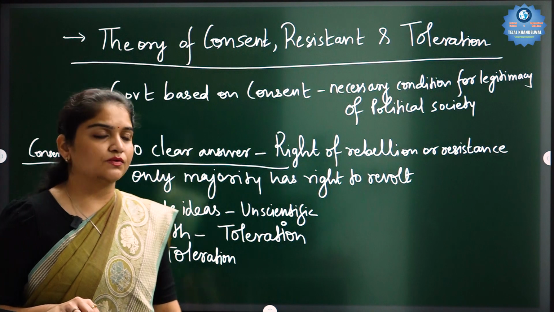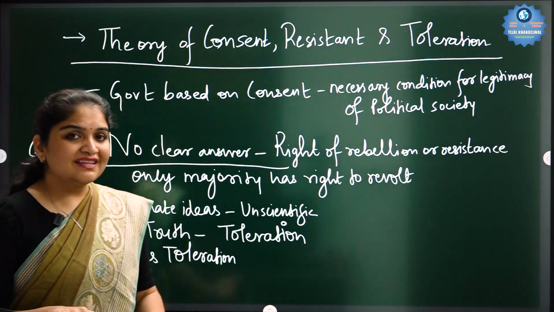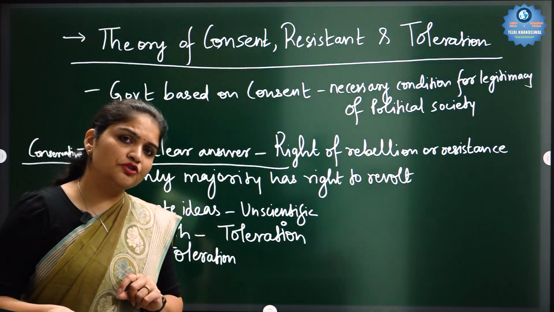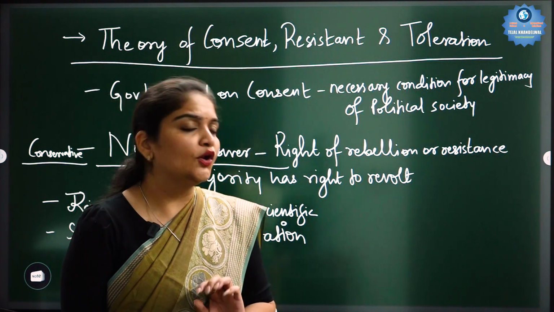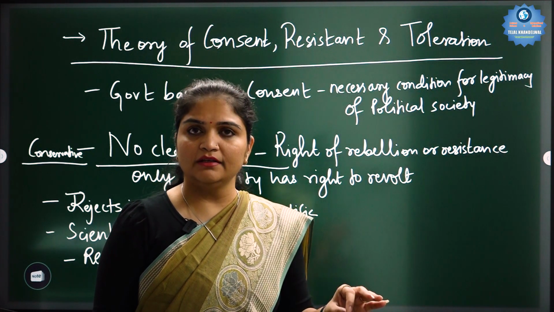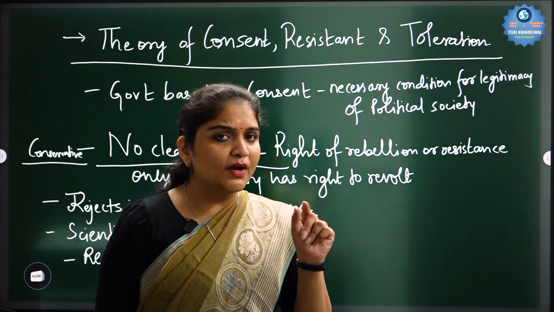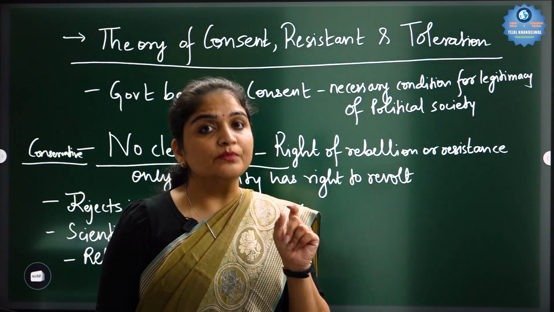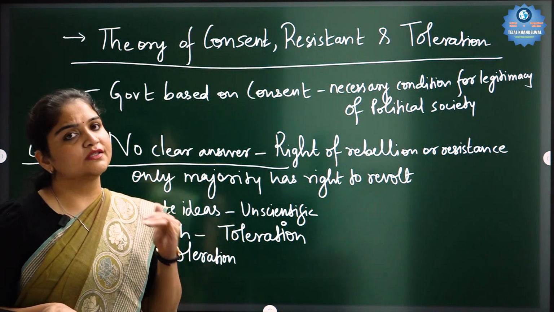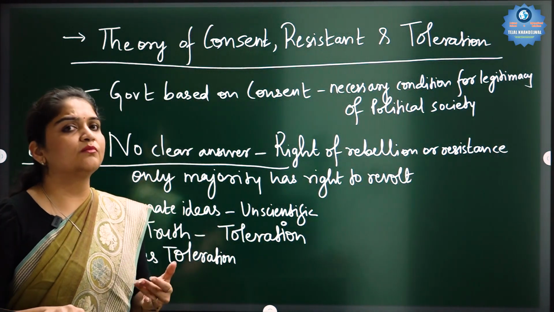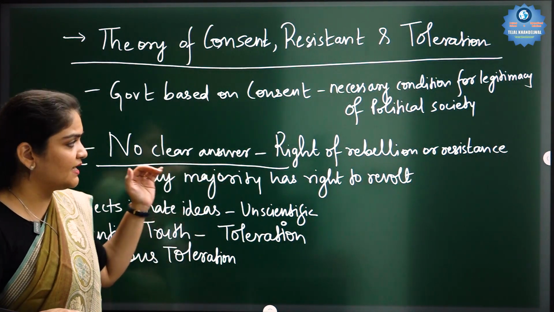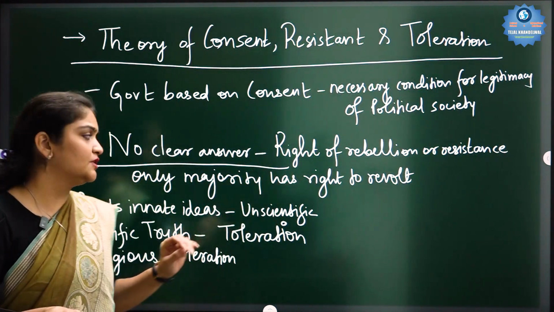Now, he says a government based on consent is a necessary condition for the legitimacy of the political society. Second, we call him a theorist of resistance. Do you think he is a revolutionary? Do you think he likes resistance? No. He is not a revolutionary. He does not like revolt. He does not like rebellion. He does not like resistance. He provides that element of resistance as a measure of last resort. So, he is very conservative in temperament. He is not like Marx, who likes resistance. Fine. So we can see there are no clear answers as such on the right of rebellion or resistance that he is providing.